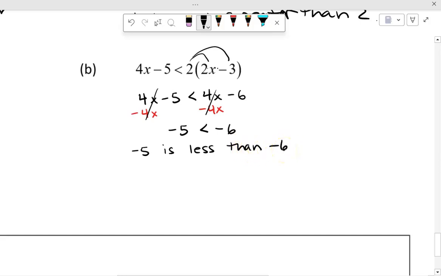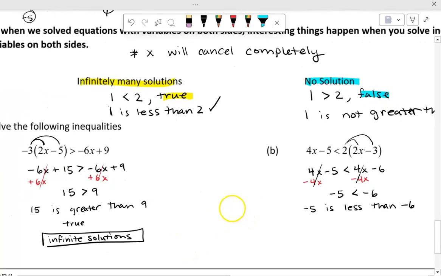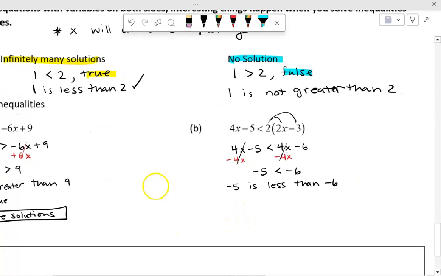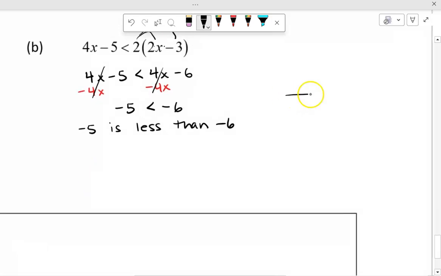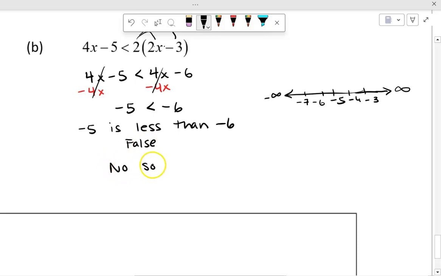You have to ask yourself, is that true or false? Remember, if it's true, it's infinite solutions, but if it's false, it's no solution. And if you think about a number line, negative 5, negative 4, negative 3, etc., all the way up to positive infinity. And then on the other side, you have negative 6, negative 7, etc., all the way to negative infinity. Negative 6 is less than negative 5. It's further negative, so this would be false. And that means we have no solution.